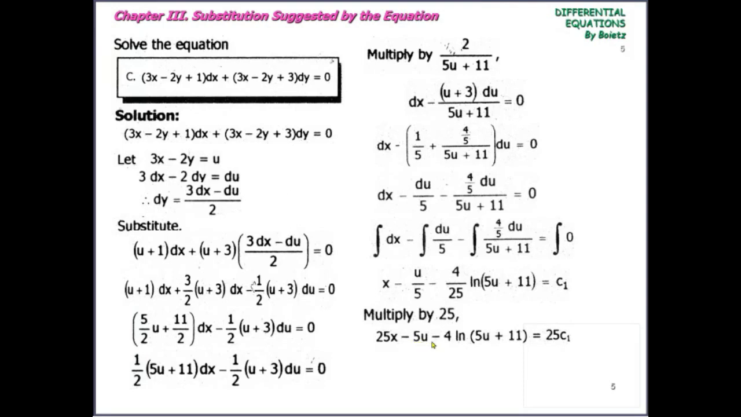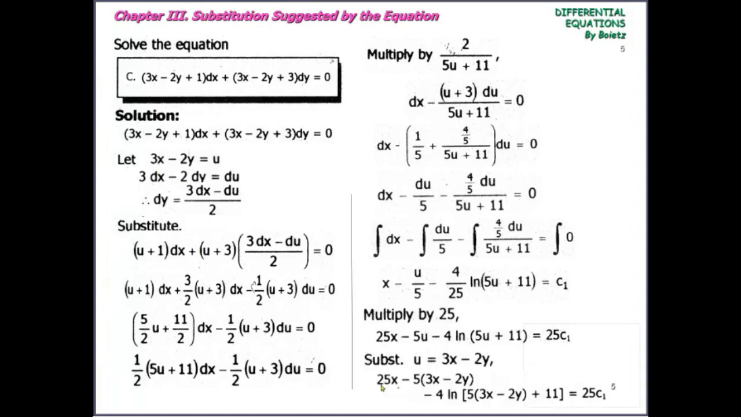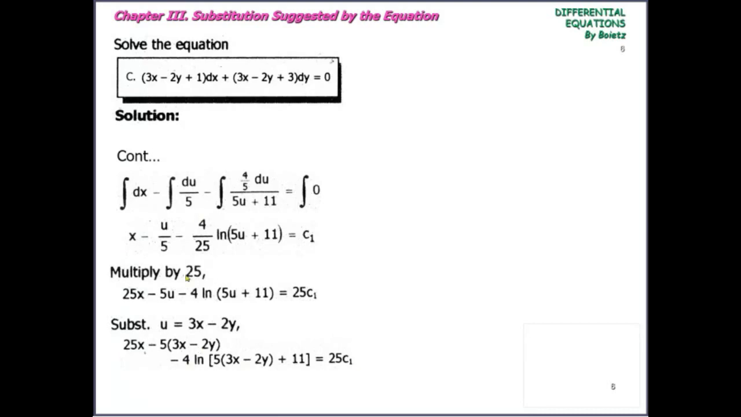25x minus 5u minus 4 ln of (5u plus 11) is equal to 25c1. Then substitute u is equal to 3x minus 2y. So it becomes 25x minus 5 times (3x minus 2y) minus 4 ln of (5 times (3x minus 2y) plus 11) is equal to 25c1. Then let's continue, this is the last part.